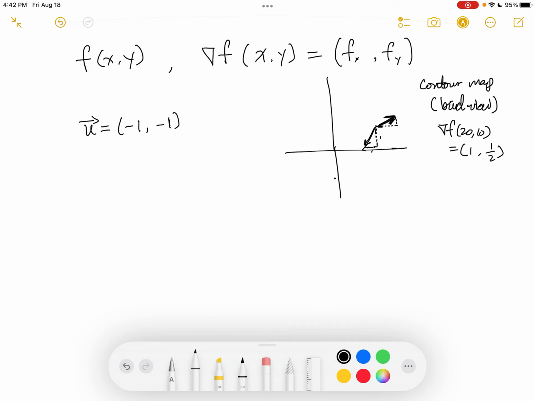Meaning, what is the change in elevation going that way. So what we're looking for is not the derivative of f with respect to x or with respect to y. Rather, it is the derivative with respect to a vector u, being this vector here.